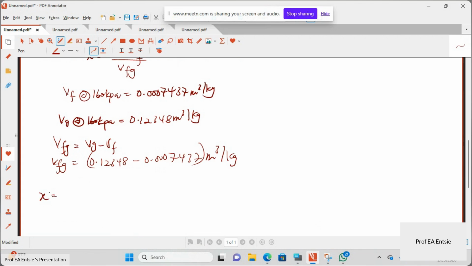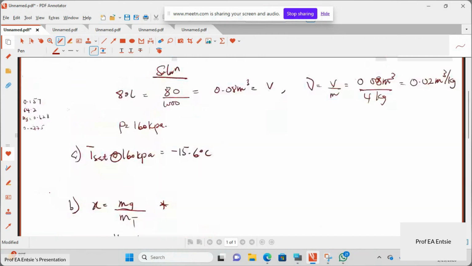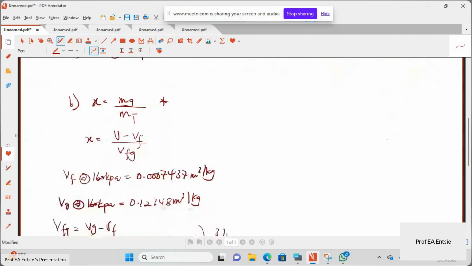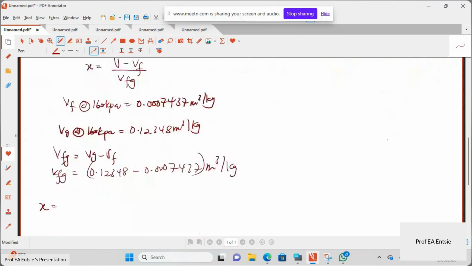Ladies and gentlemen, since I have all these, I can find the quality as V, which is the average I know at that particular pressure they gave me, with that mass they gave me. I've already calculated that as 0.02. So the V average is like the specific volume at that instant, right?